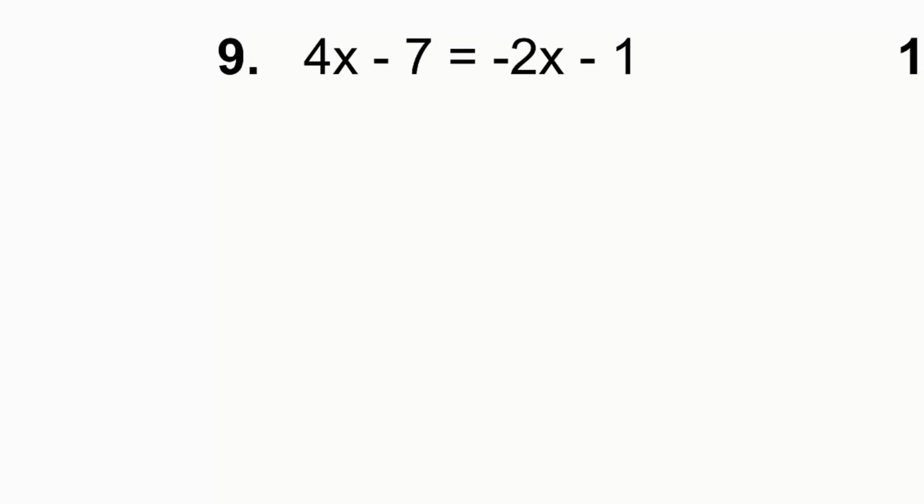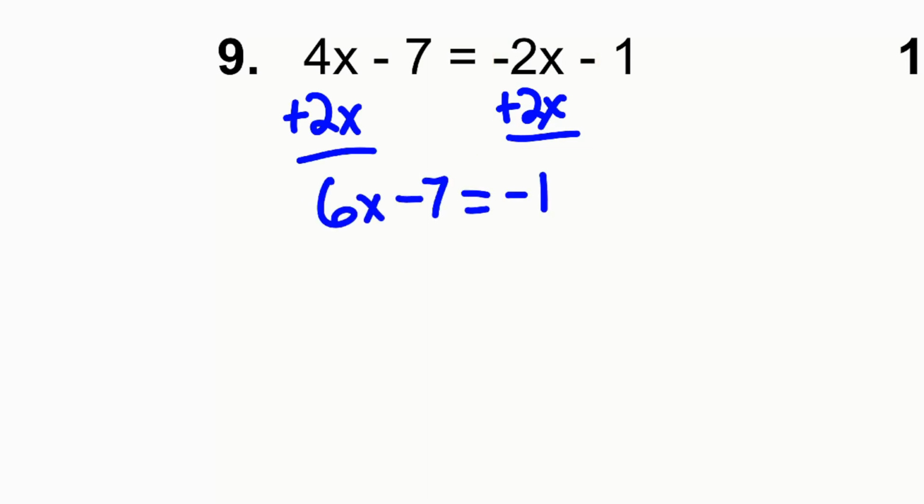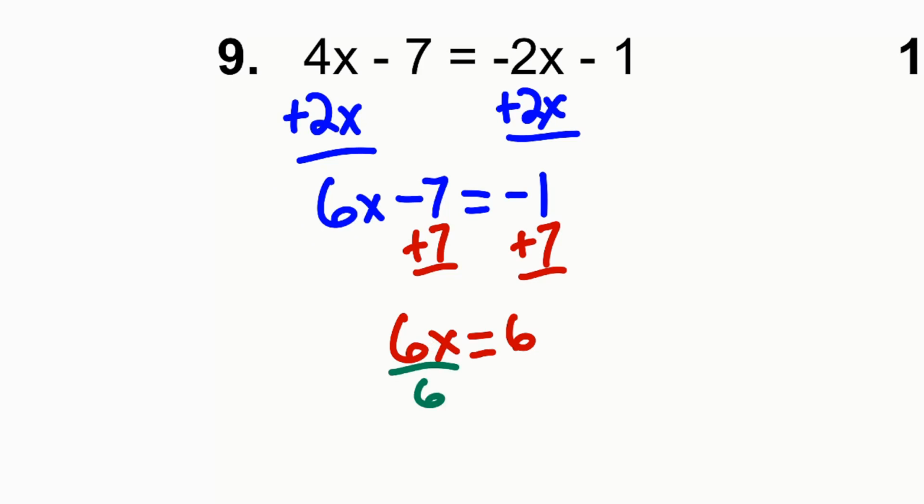Number 9, we need to get all of our x terms to one side of the equation. So I'll add 2x to make a 0 here. But if I add 2x on one side, I need to add 2x on the other. And I have 6x minus 7 equals negative 1. Now I need to get this x term by itself, so we undo the operation of subtracting 7 by adding 7 to both sides. So we get 6x is equal to 6. Now we're multiplying x by 6, so to undo that operation, we divide by 6. 6 divided by 6 is 1.